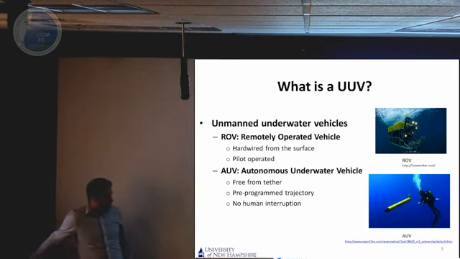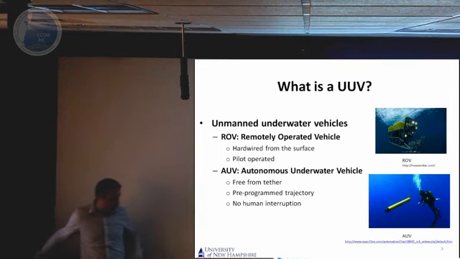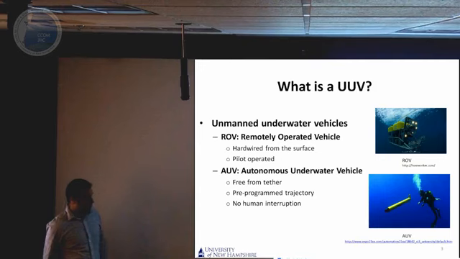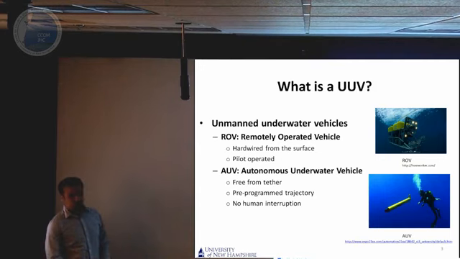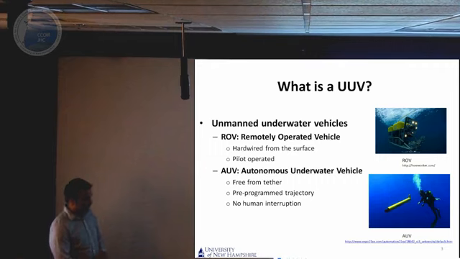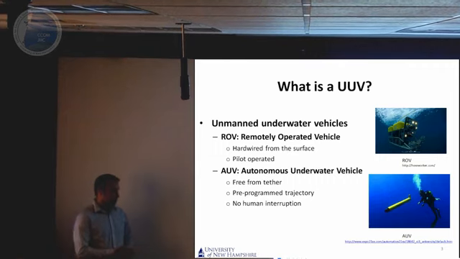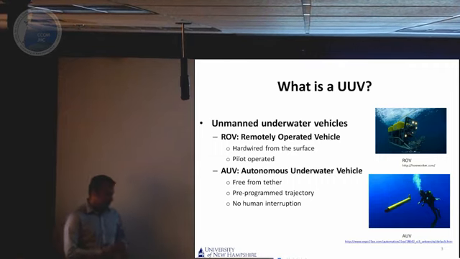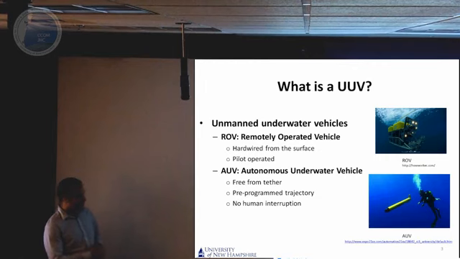But AUVs are free from a tether, so there is no physical connection to any ship or any other platform. As a result, they know where to go, since they have a pre-programmed trajectory, so they know where to go beforehand. There is no human interruption, so it's a more feasible system than ROVs, but it definitely depends on the task.